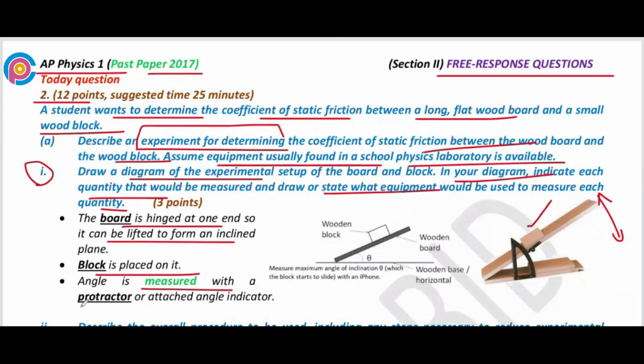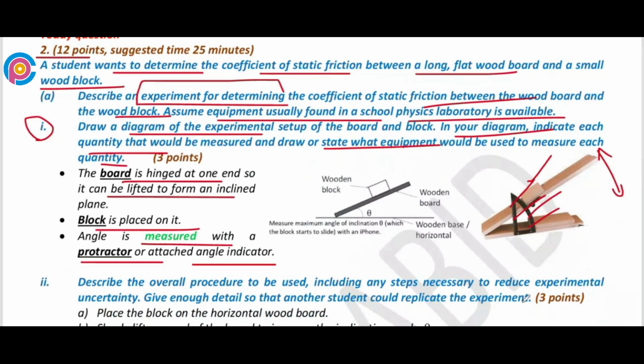The angle is measured with a protractor or an attached angle indicator. As we have seen, there is an angle indicator. We can measure any angle at which the board is inclined. So what do we have to measure? We have to measure the angle theta. So theta is the main measurement in this experiment.